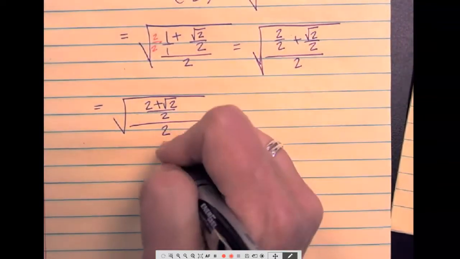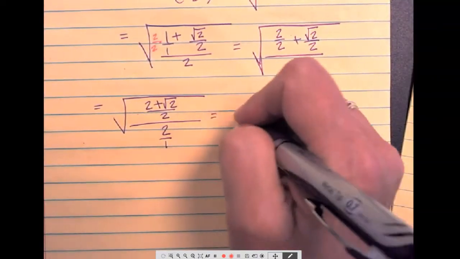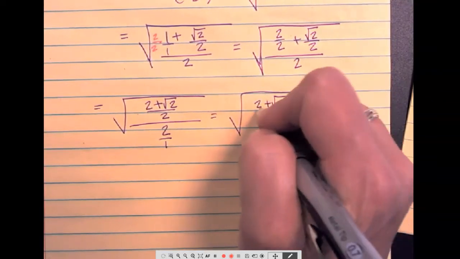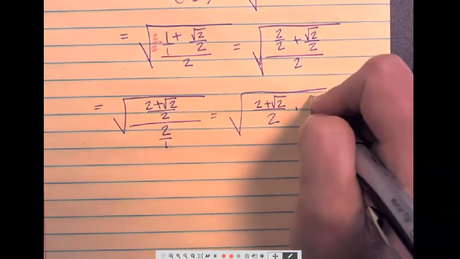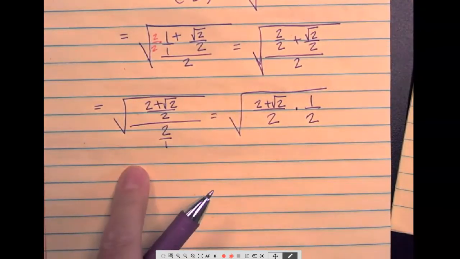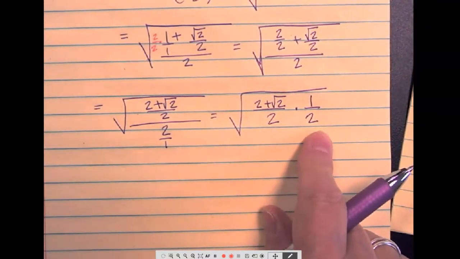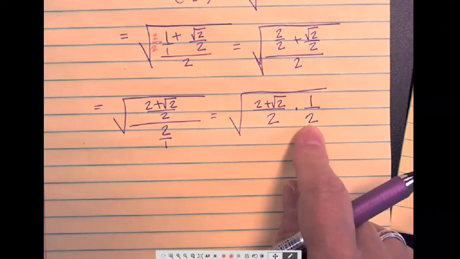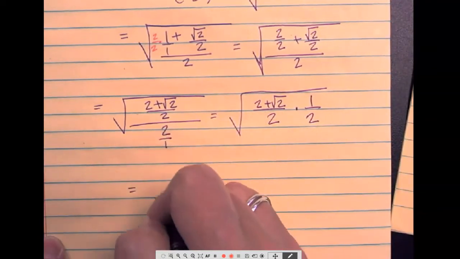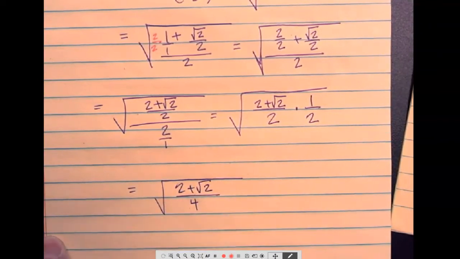Stop me if you have a question. Okay, this is technically 2 over 1. So I'm going to do 2 plus square root of 2 over 2 times the reciprocal of that. You can also do the little shortcut that I take. But what happens to the denominator now? It becomes 4, right? Now 1 times that numerator is just going to be the numerator. 2 plus square root of 2 is now over 4.